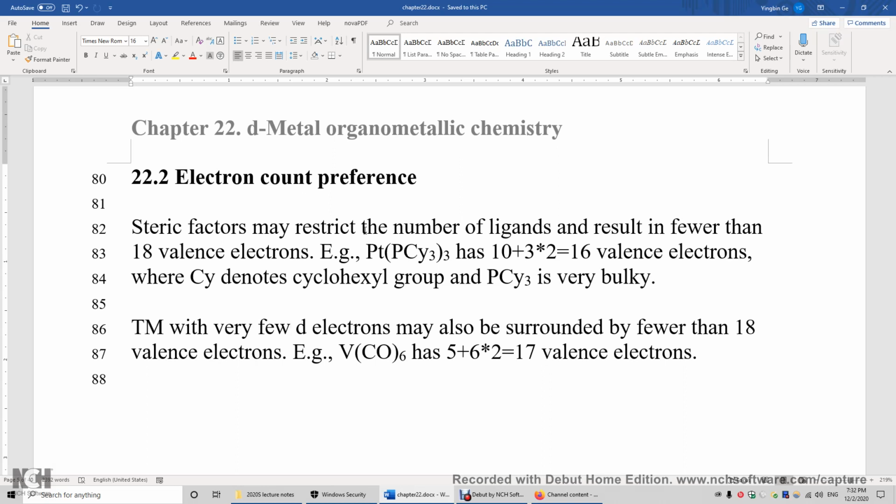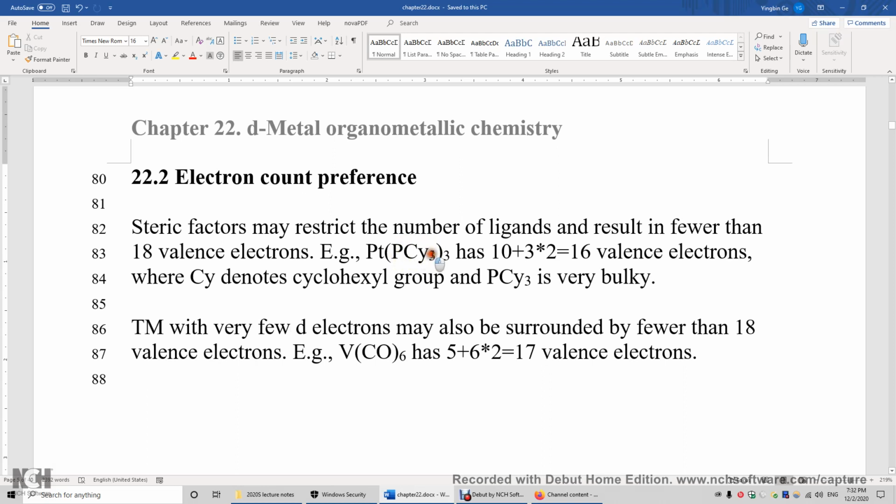For example, steric factors may restrict the number of ligands. In that case, we have fewer than 18 valence electrons surrounding the transition metal center. For example, in this transition metal complex, platinum is bonded to only 3 ligands. These 3 ligands are very bulky ligands.